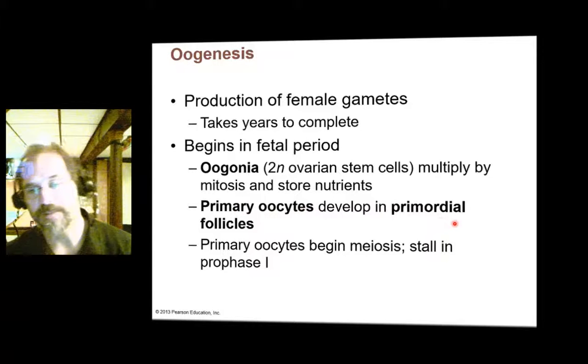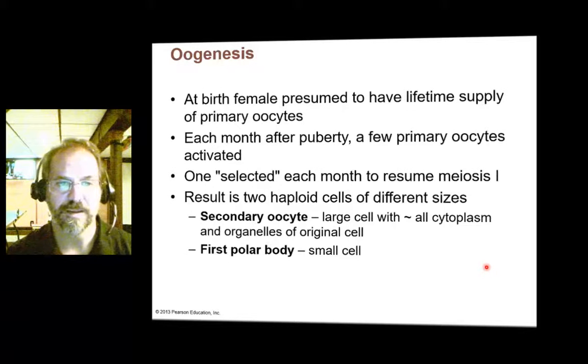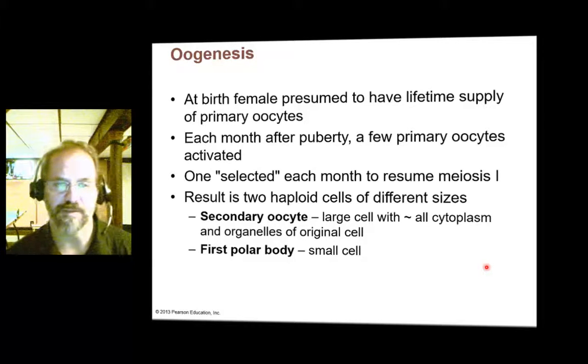And this is actually what happens before birth. Okay, the oogonia start down their meiotic pathway and they get arrested there. And that's what it's saying. Primary oocytes begin in meiosis, and then they stall in prophase 1, and there they sit until puberty. We'll talk about some of the consequences of that a little bit later. So as we mentioned, at birth we assume that we have a life supply of oocytes.